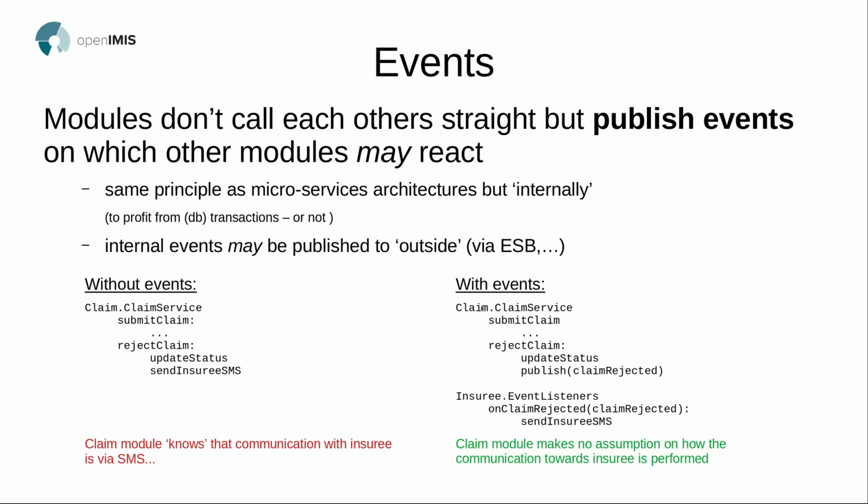What we will do with events to prevent this coupling is to, of course, when we reject a claim, update the claim status and do the claim calculation that are needed. But then we publish an event that says there is a claim that has been rejected. And the insurer module will listen to this claim rejected event and, depending on its own internal logic, but in this case it will send an SMS to the insurer. So if tomorrow the communication with the insurer is via email instead of SMS, we just have to change the way we handle the insurer communication without having to change anything in the claim module.